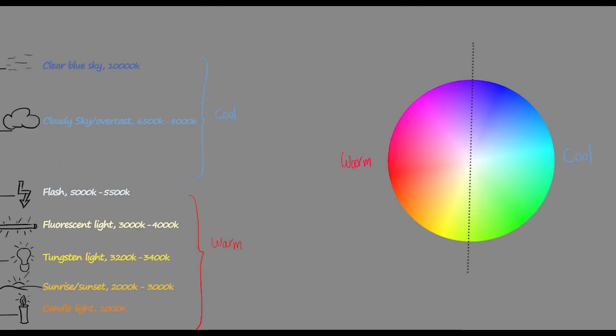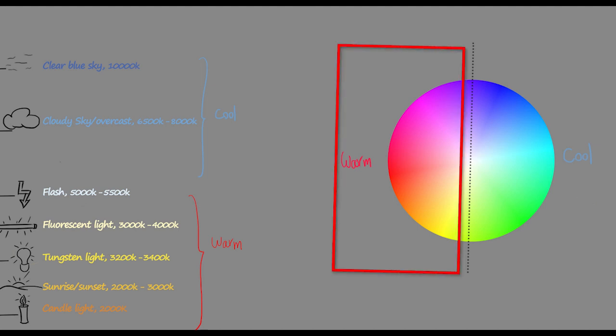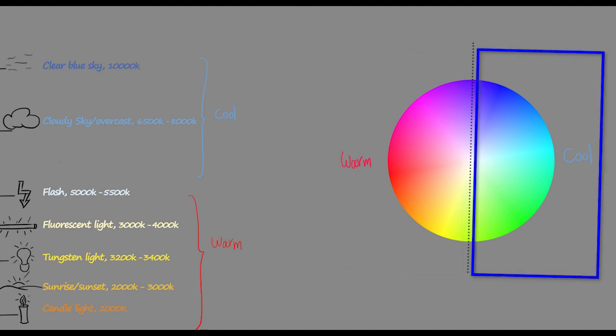Let's see it on the color wheel. If you draw a dotted line on the color wheel and divide it in two sides, on one side we have red and the family of red, and on the other side we have blue and the family of blue. Colors on the red side are categorized as warm colors, and colors on the blue side are categorized as cool colors.